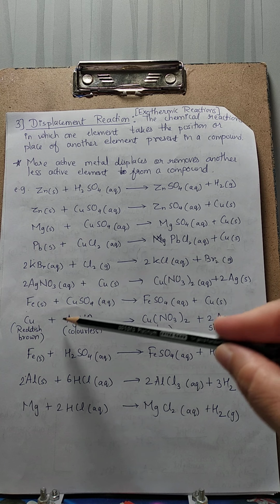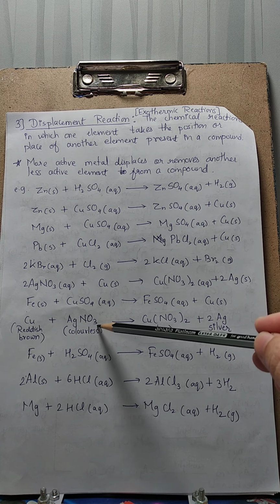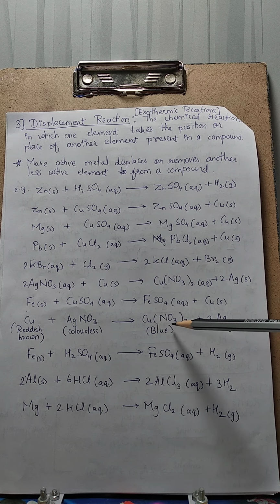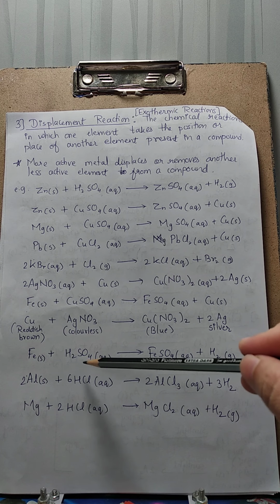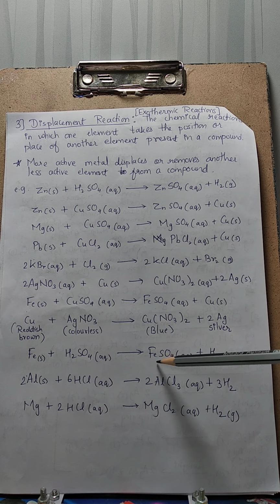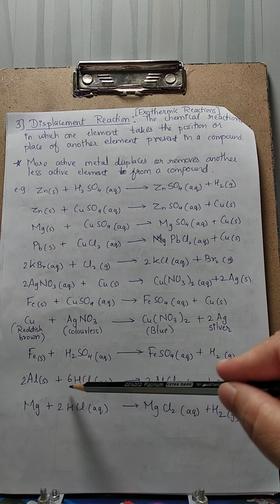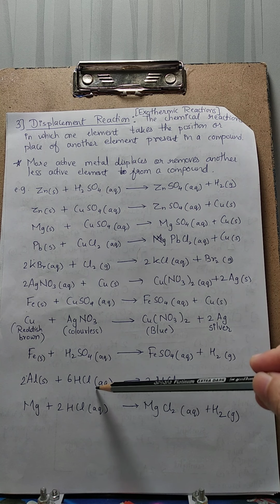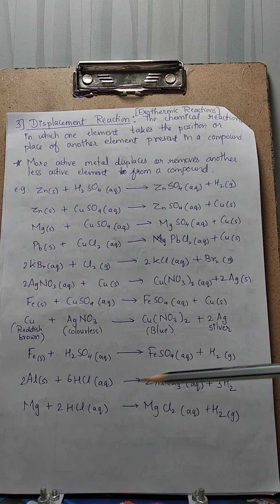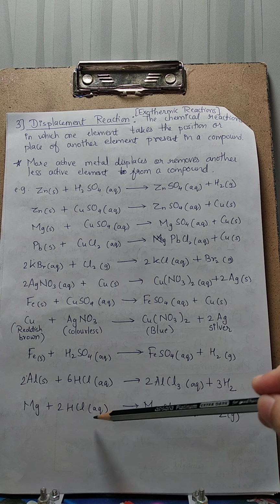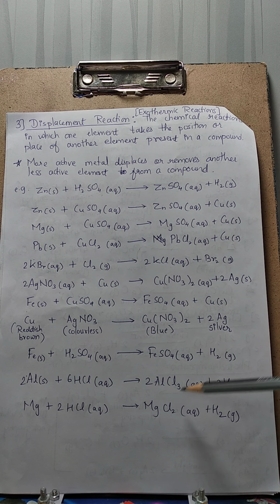This we have already seen. Copper plus silver nitrate gives copper nitrate plus silver. Iron plus H2SO4, sulfuric acid, gives ferrous sulfate or iron sulfate plus H2. Aluminium plus HCl, hydrogen chloride, gives aluminium chloride, AlCl3, plus hydrogen. Magnesium plus HCl gives magnesium chloride plus H2. So all these are displacement reactions.